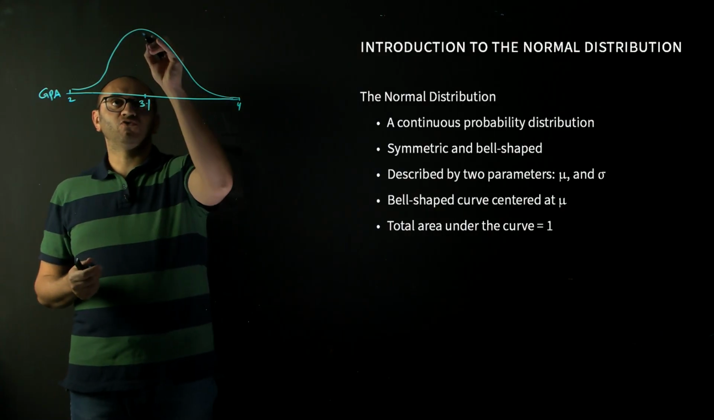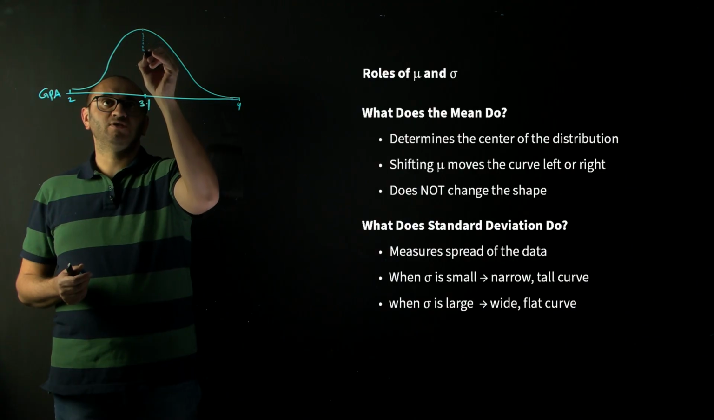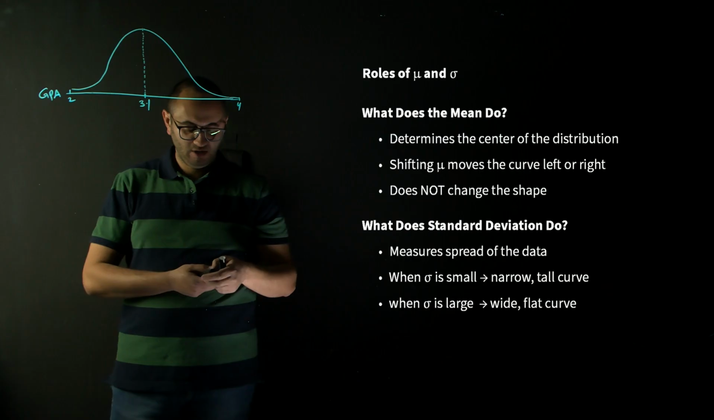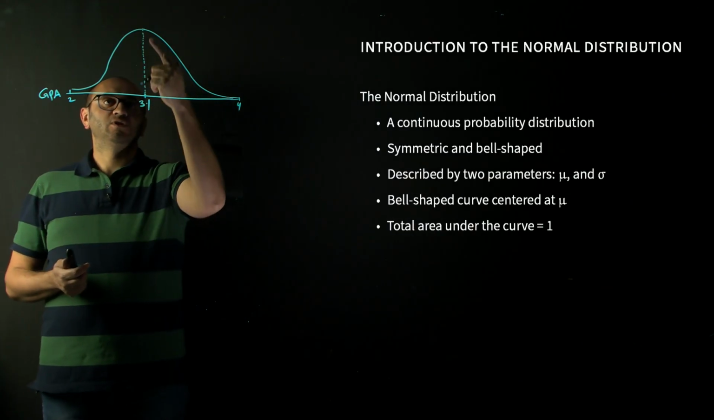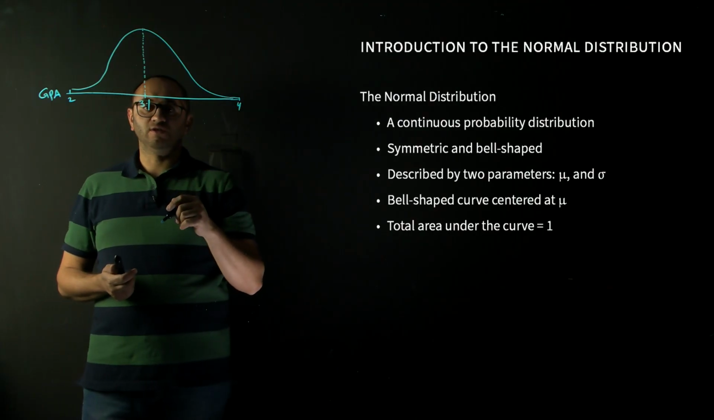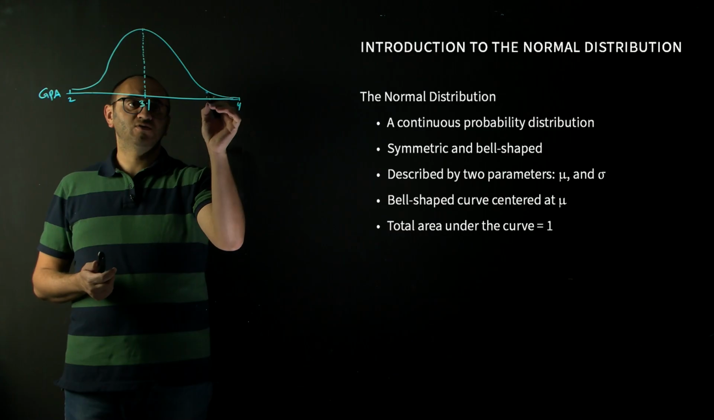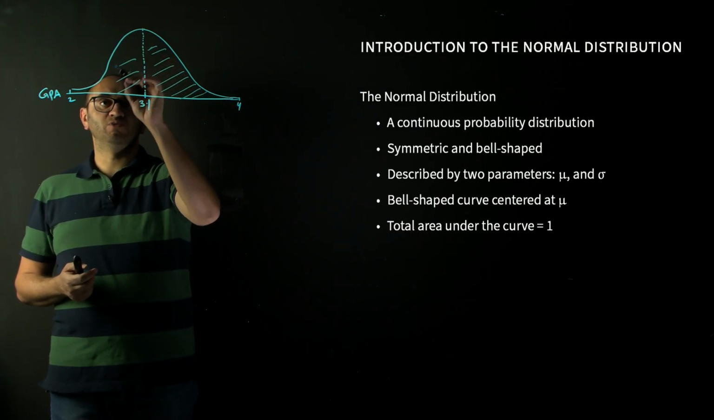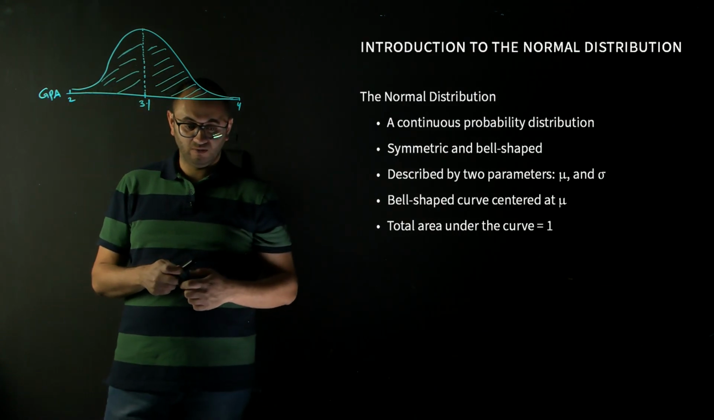This means if this is the center, and you make a vertical line around the mean, then the right-hand side and left-hand side should be very similar. So this is the meaning of a symmetric distribution.